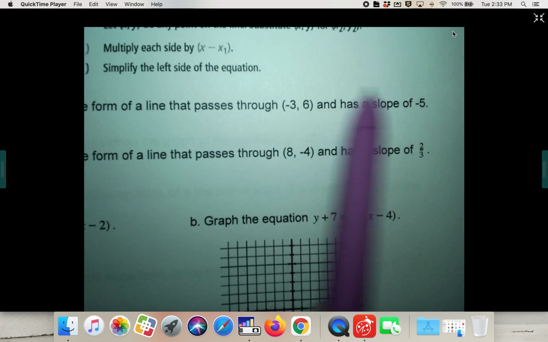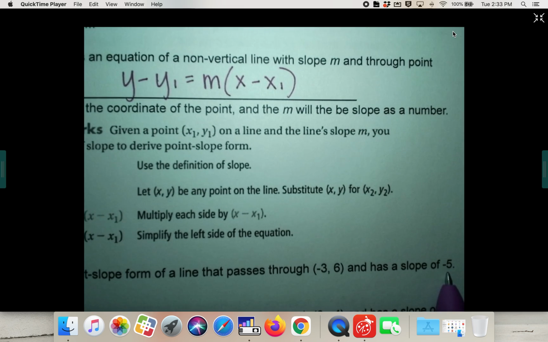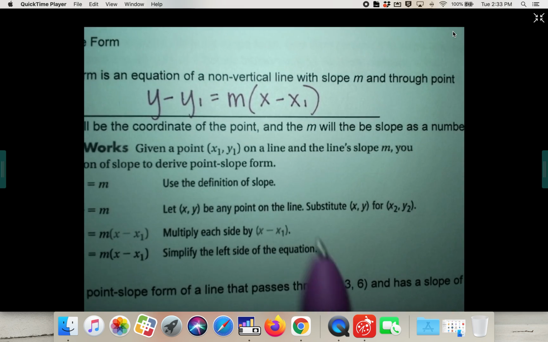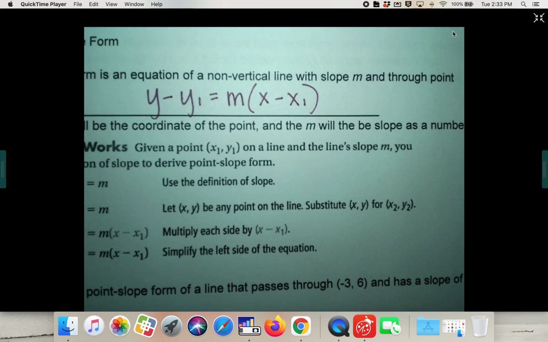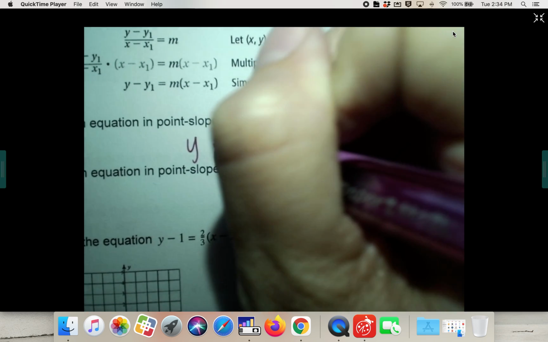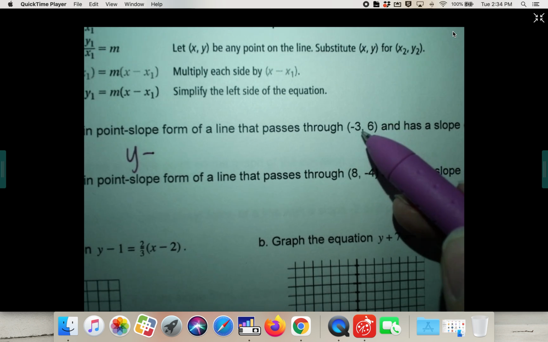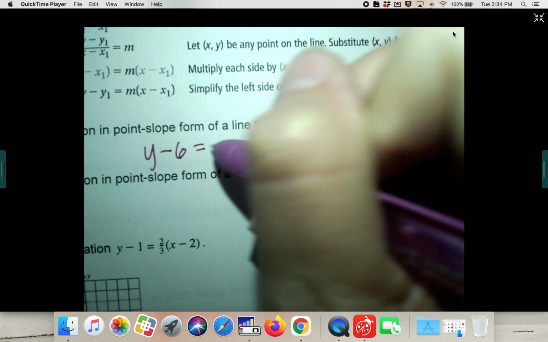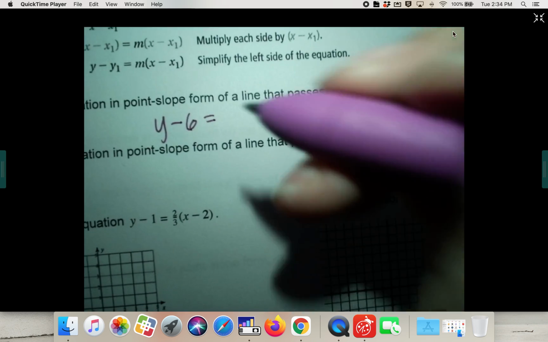Okay, so literally there's no math involved. All I want you to do is plug in -5 for the slope and -3, 6 for this x1 and this y1, and that's it. And you're done. So here we go. y minus my y1. That's 6. This is my x-coordinate, this is my y-coordinate, 6. Equals m, which is the slope, which in this case is -5.